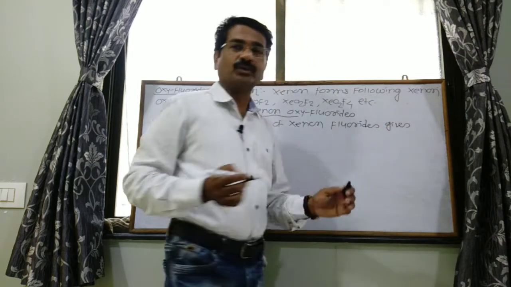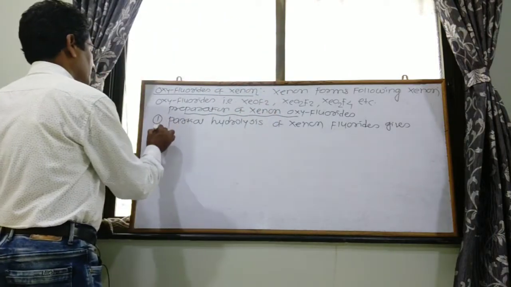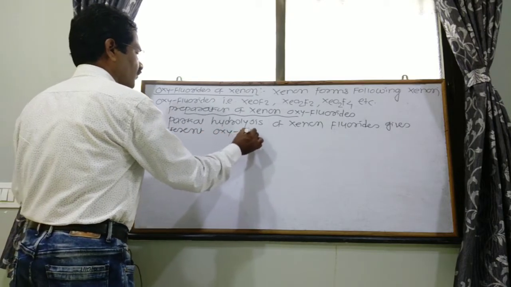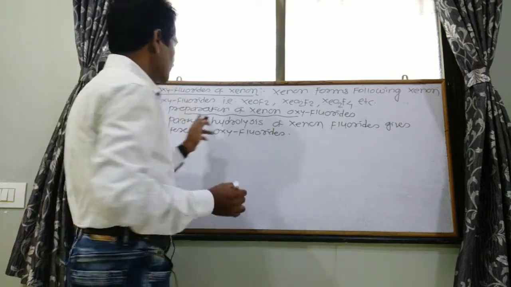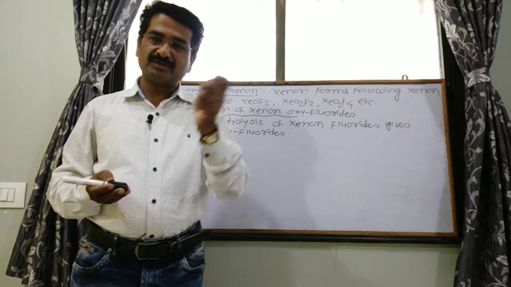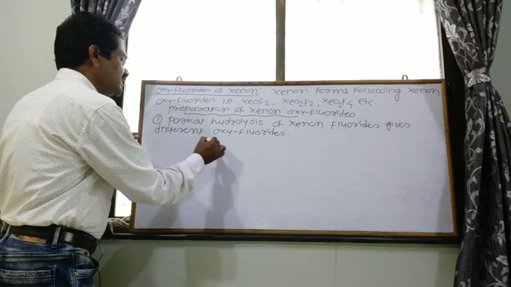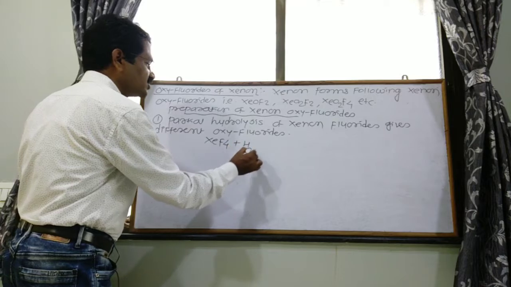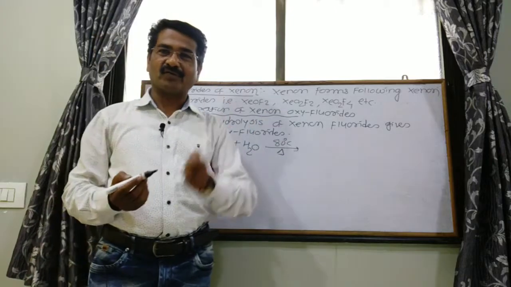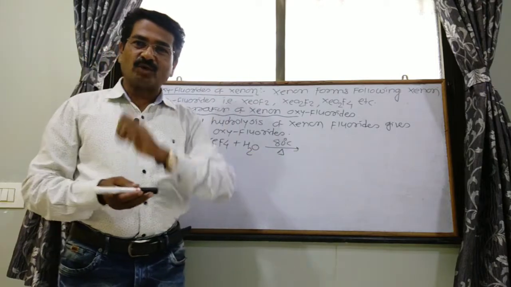The partial hydrolysis of xenon fluoride gives different oxyfluorides. First of all, take the xenon fluoride, which undergoes partial hydrolysis, that means adding it to water. Suppose we take XeF4 and dissolve in H2O at 80 degrees Celsius. Xenon tetrafluoride is taken and added in water, that is partial hydrolysis.